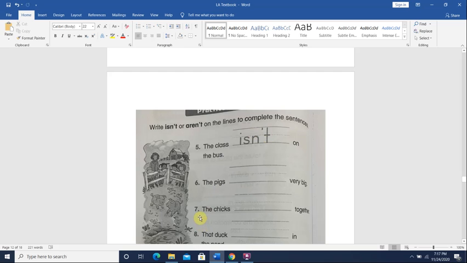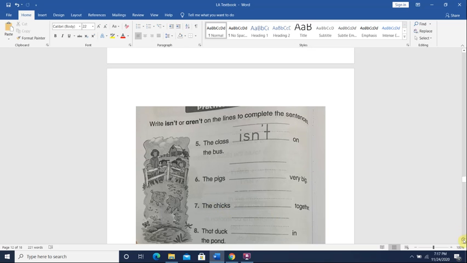Number 7. The chicks blank together. Let's look at what the sentence is about. The chicks. The chicks are baby chickens. But is it singular or plural? It's plural because of the S. The chicks aren't together. Okay? We used aren't again because the chicks is plural.